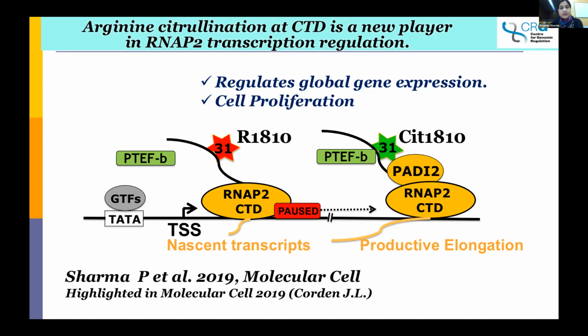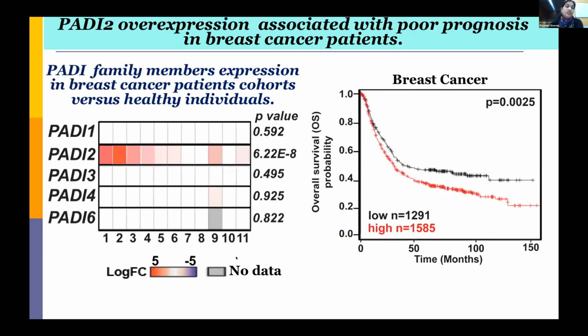And why it makes sense in breast cancer biology is that, as I showed you, PADI2 is the one which is highly expressed among PADI family members, and it was not known what the pathological relevance could be. Overexpression of this PADI is actually associated with poor prognosis. So this is one of the therapeutic markers, of course, that needs to be investigated.